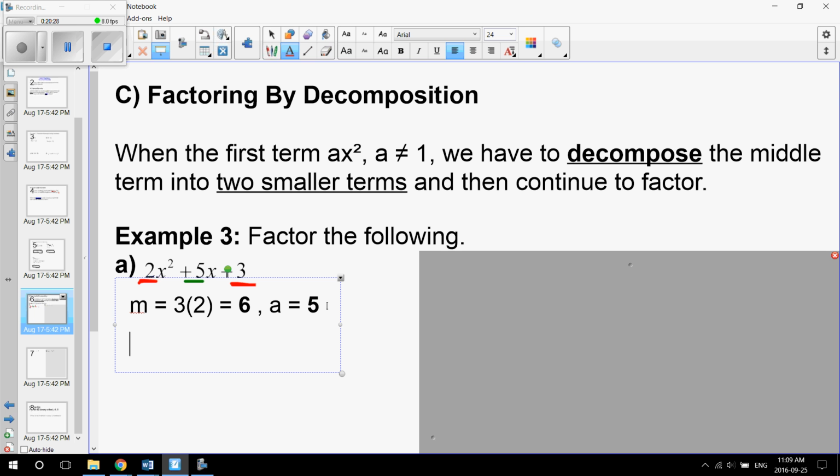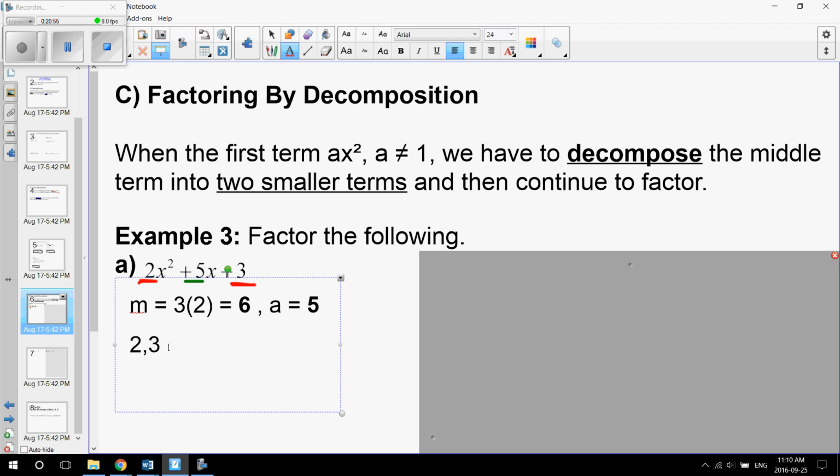We need to come up with those two numbers that multiply to 6 and add to 5. Hopefully you were able to see this right away because these numbers are pretty small. We know that our two numbers are going to be 2 and 3. 2 times 3 multiply to 6, and 2 plus 3 add to our 5.